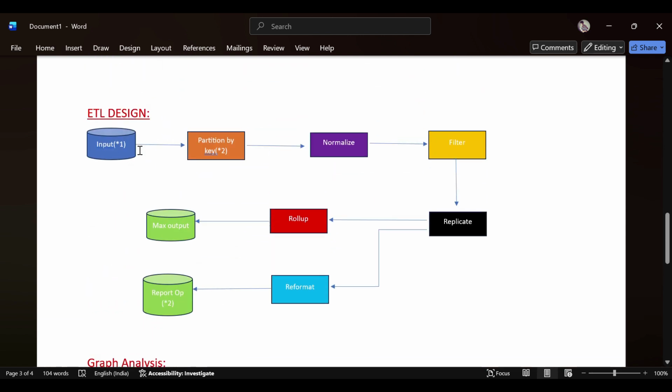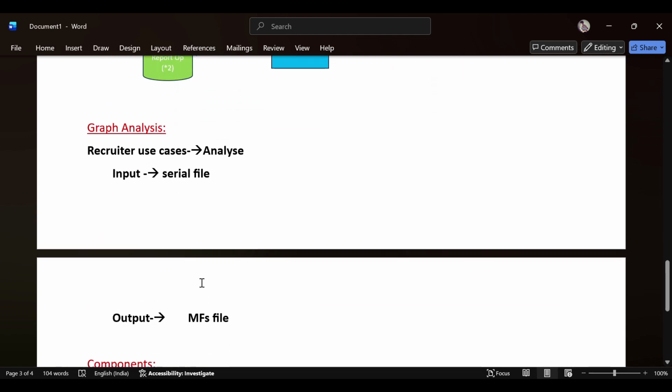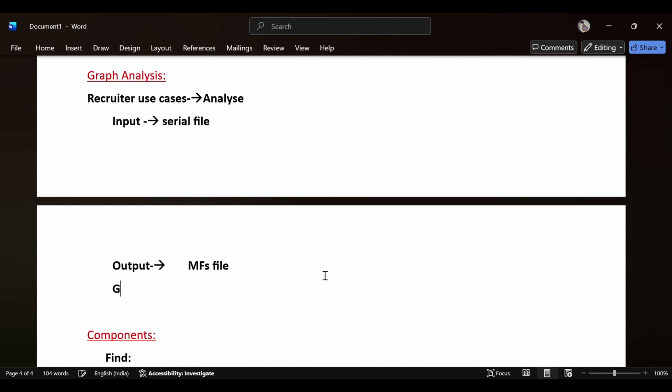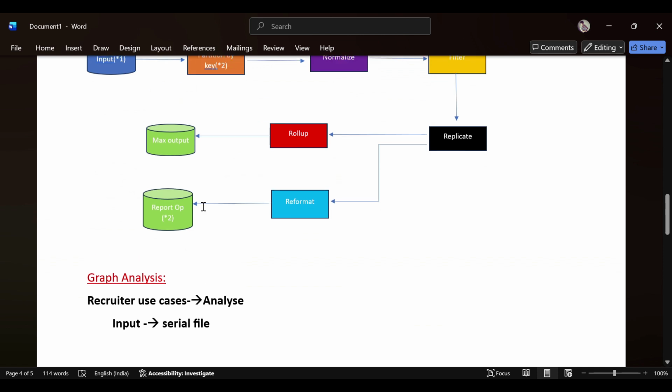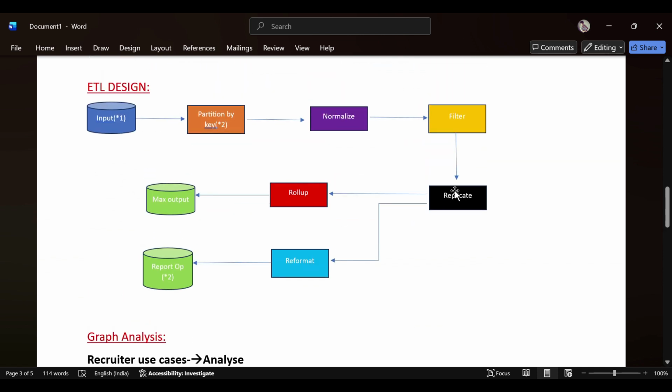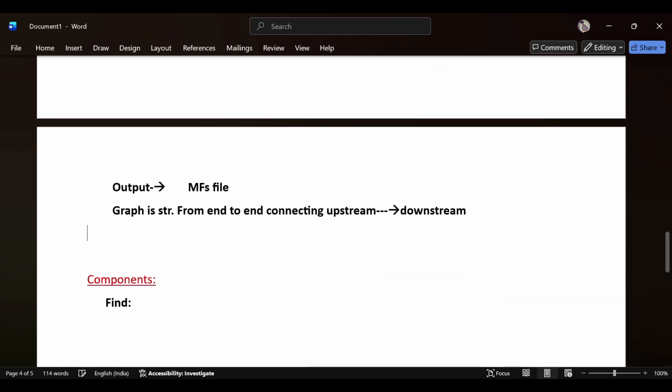One thing I analyze is that the graph is structured from end to end, connecting upstream to downstream. Your downstream is nothing but that report file and everything. The report will constantly wait for the upstream data. That one we notice, and then we notice replicate. We are replicating the same data and flowing it into different components. So note down this one.